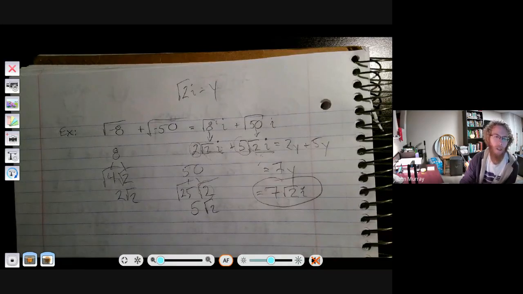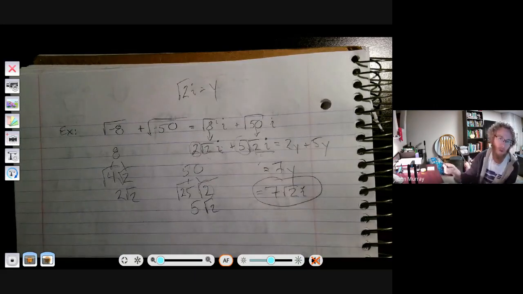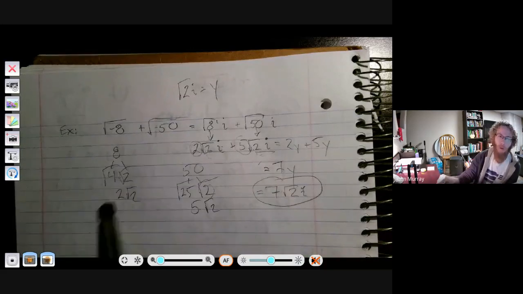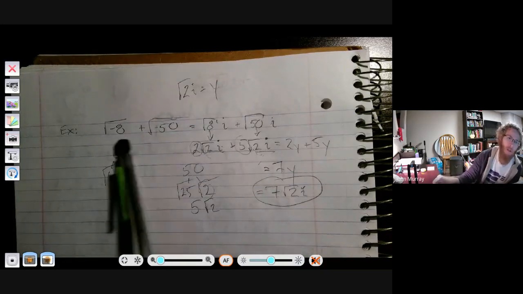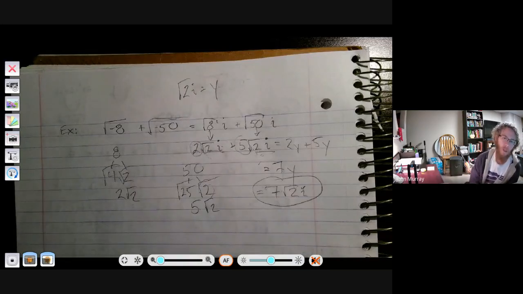Now, the reason I want to make sure you get this is that when we use the quadratic formula, this is going to come into play. Maybe not so much where we're adding two things together like this, but simplifying it to make it as simplified as it can be, which makes it easier for us.